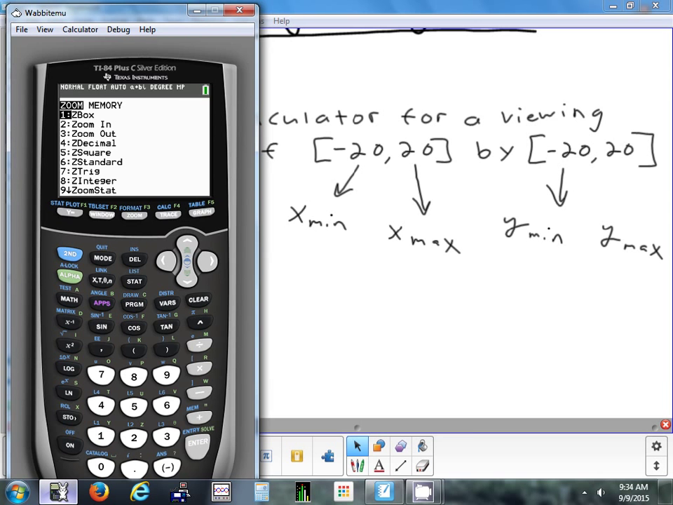Like if I do zoom 3, and it gives me a little cursor, and then hit enter, it's going to zoom out. And if I keep zooming out, eventually I'm not really going to be able to see the parabola anymore. See how skinny it's getting? Eventually it would look like it's just part of the axis. So that's not a terribly good window. I think I've zoomed out too much now, so I probably want to zoom back in a little.